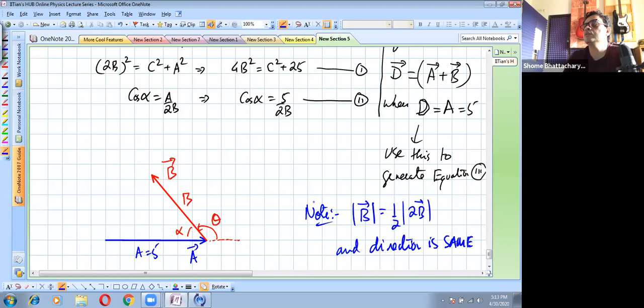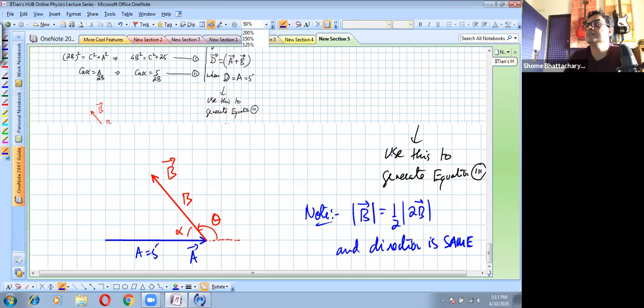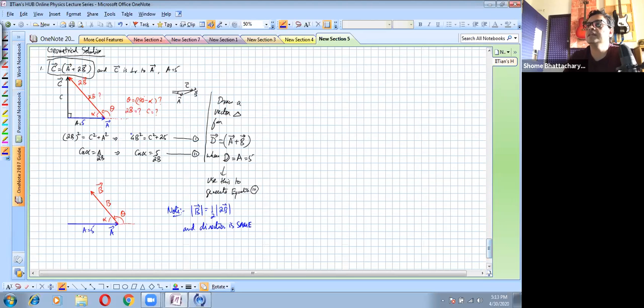That is why if you now compare this diagram with the diagram above, you realize there's no change in the angle between A and 2B with respect to the angle between A and B. But because the magnitude is halved, when we add these two, we get a different vector D. Here we were getting the vector C, which was like this. Now we are getting a different vector here, which is D.